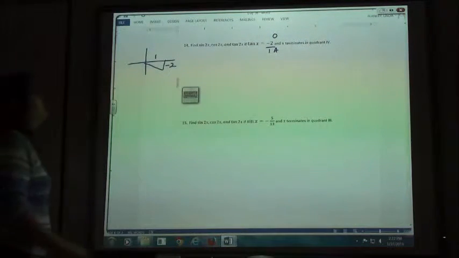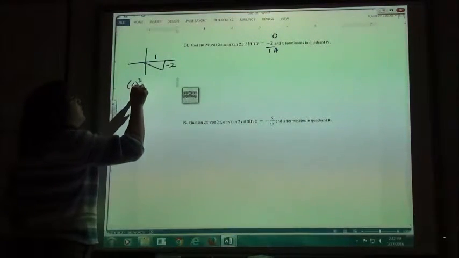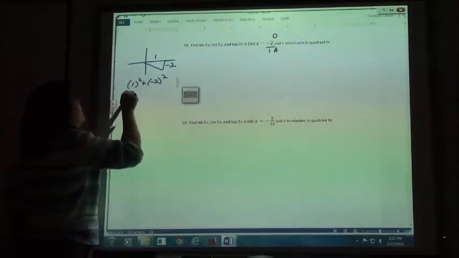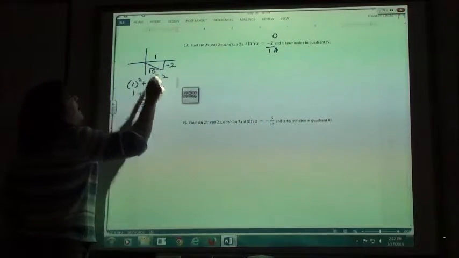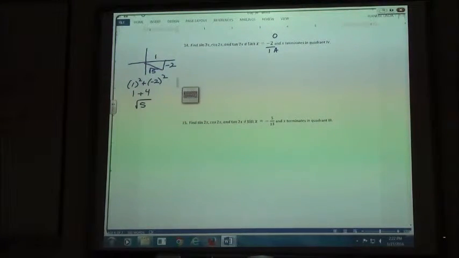And then we have to use our Pythagorean theorem. So 1 squared plus negative 2 squared. 1 plus 4 is 5. We're going to have the square root of 5 for our hypotenuse. And of course our hypotenuse is going to be a positive.